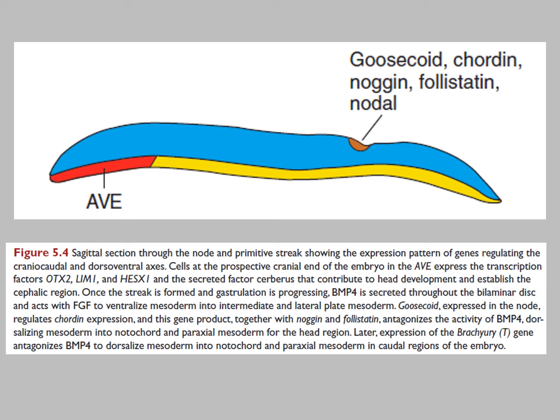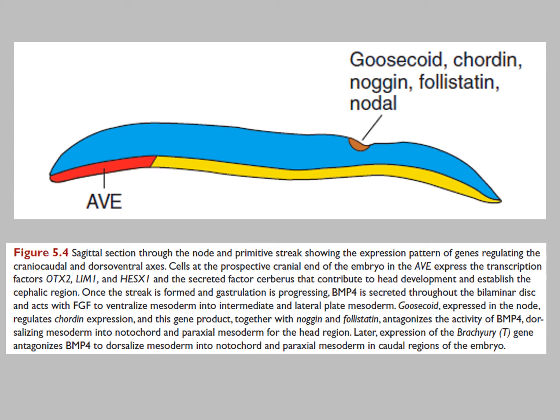Now, the primitive streak itself is initiated and maintained by the expression of nodal. This nodal gene belongs to the transforming growth factor beta, or TGF-beta, family. Once the primitive streak is formed, nodal would upregulate a number of genes that are responsible for the formation of dorsal and ventral mesoderm and the head and tail structures.